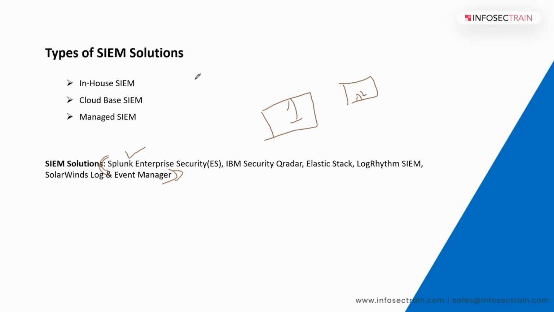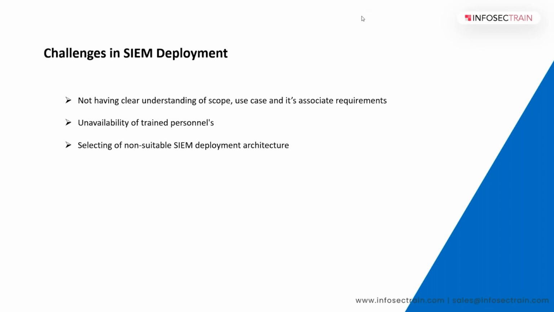Okay, now these are some types of SIEM solution. Next is how we can deploy. But before deployment, what challenges are being faced by the organization? If we are deploying a SIEM, what challenges will we be facing, or what challenges can be faced in SIEM deployment? Let's say SIEM deployment can be unsuccessful if there is no clear understanding of the scope, use case, and its associated requirements.